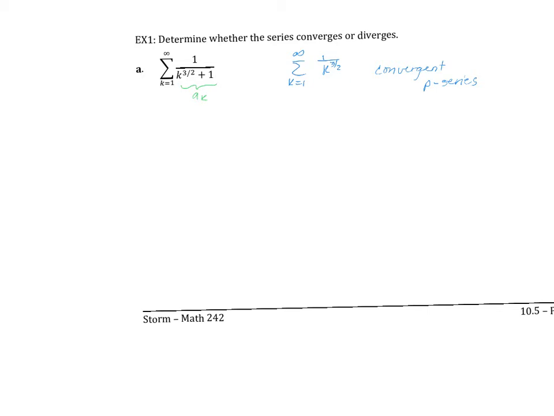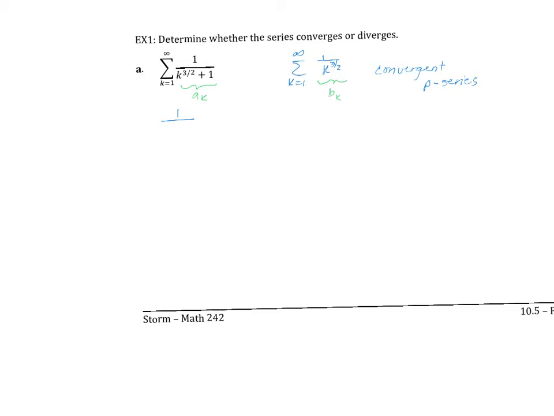The next thing I have to do is show which is the smaller and which is the larger. So since I'm using a convergent p series to compare, my goal is to show that a sub k is less than or equal to b sub k. And the 1 over k to the 3/2, that's my b sub k. Clearly that's true.